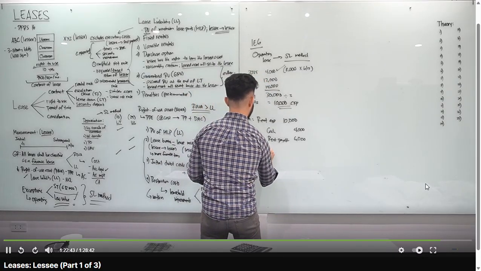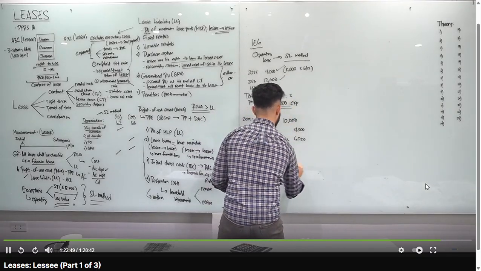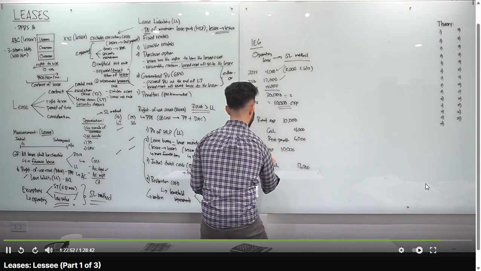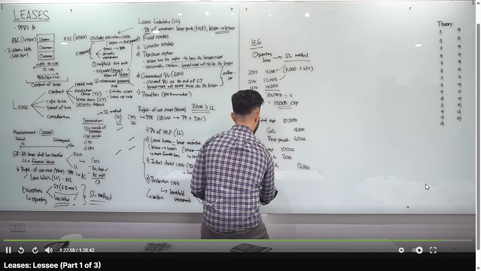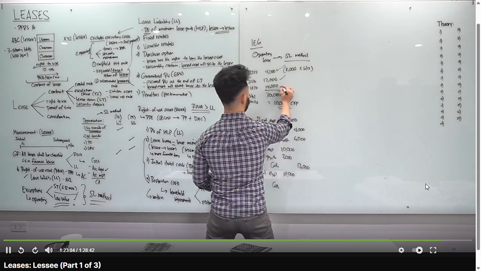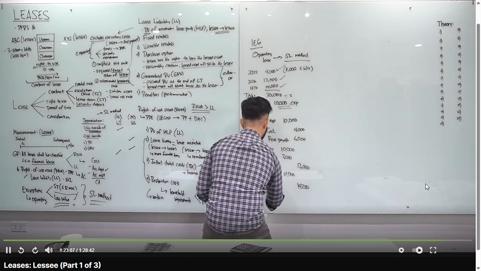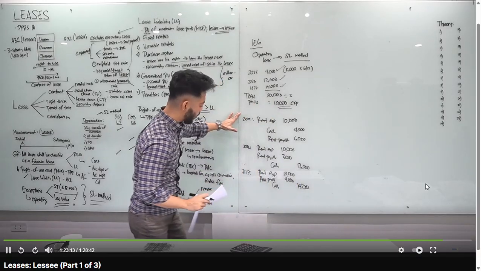2026, debit rent expense, 10,000. Yung actual payment natin is 12,000. Credit cash, 12,000. Balancing figure, meron tayong debit rent payable, 2,000. Yun. And then last year, 2027, debit rent expense, 10,000. Credit cash, 14,000. Debit rent payable, balancing figure natin is 4,000. Ayun, ito yung journal entries natin from 2025 to 2027.